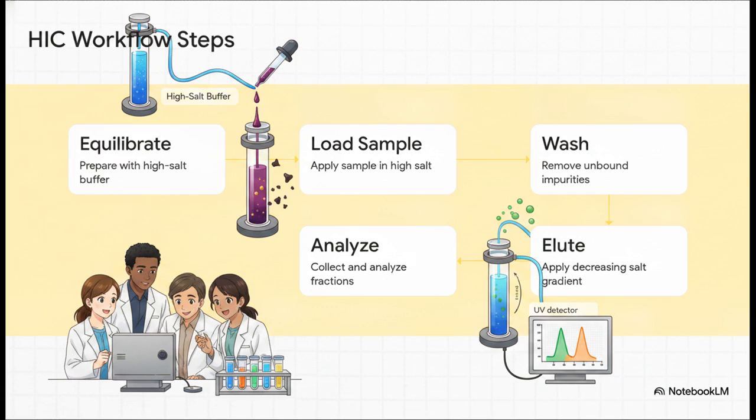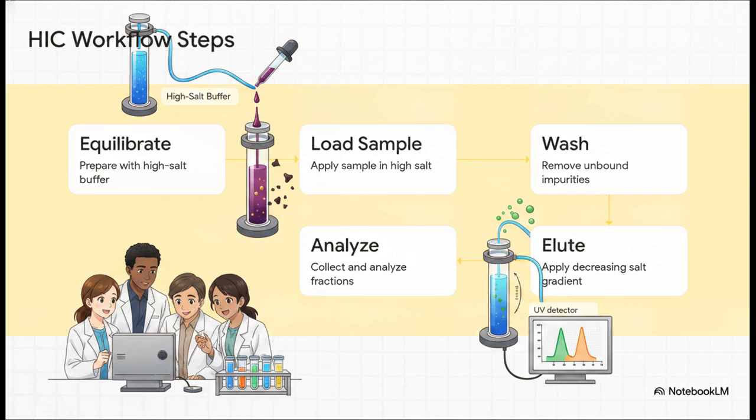First up, we equilibrate the column with our high salt binding buffer. Step 2, we load in our sample, which is also dissolved in high salt, and let those hydrophobic proteins bind. Third, we wash away any of those unbound impurities. Fourth, we execute that magical decreasing salt gradient we talked about, which elutes our targets one by one. And finally, step 5, we use our fraction collector to gather the samples and analyze them.